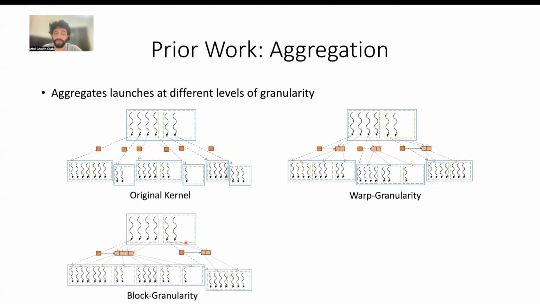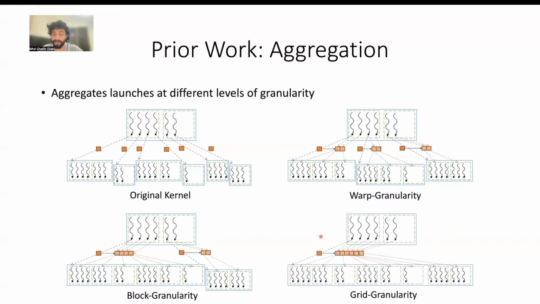A granularity that aggregates more aggressively is block granularity. In block granularity, for every parent block, all the threads in this parent block are going to consolidate their dynamic launches, and then one thread from the parent block does the dynamic launch. So as a result, in block granularity, we could have at most one dynamic launch per parent block.